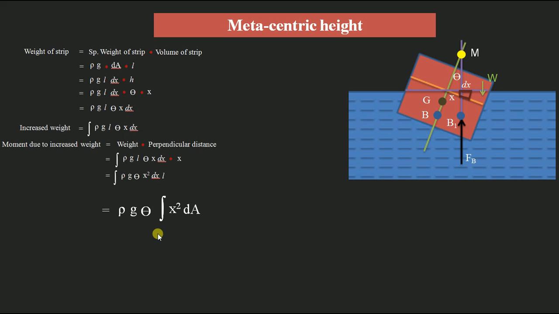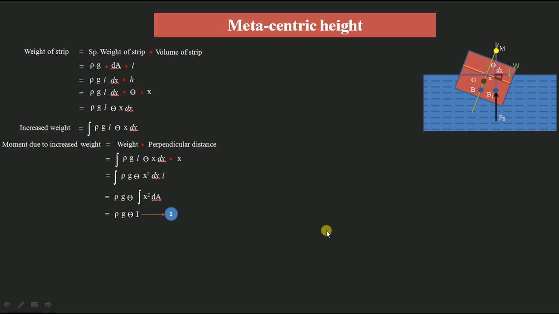So when you keenly observe this equation, integral x square dA is the second moment of area, second moment of plane area, which becomes the moment of inertia of that particular shape you are considering. So similarly we can write it as rho g theta I. Okay, so now assume this one as equation 1.